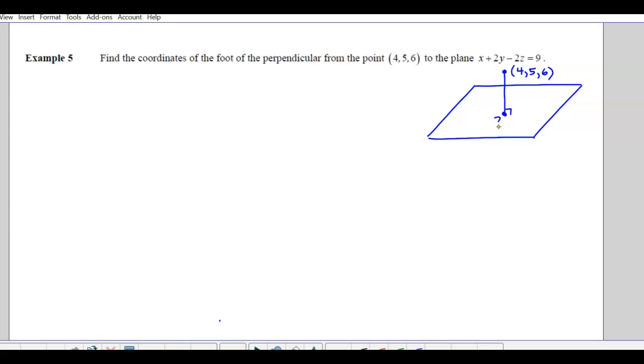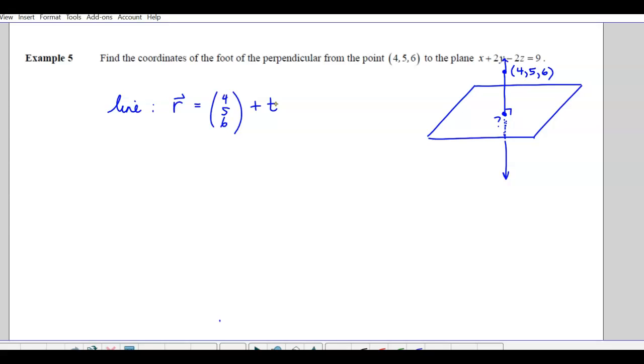Basically we can form a line between those 2 points and then find the intersection of that line and the plane. Because we can extend this out, so there's the line there, and the line keeps going, right? So what is the equation of that line? We need a position, so that's 4, 5, 6, and we need a direction vector.